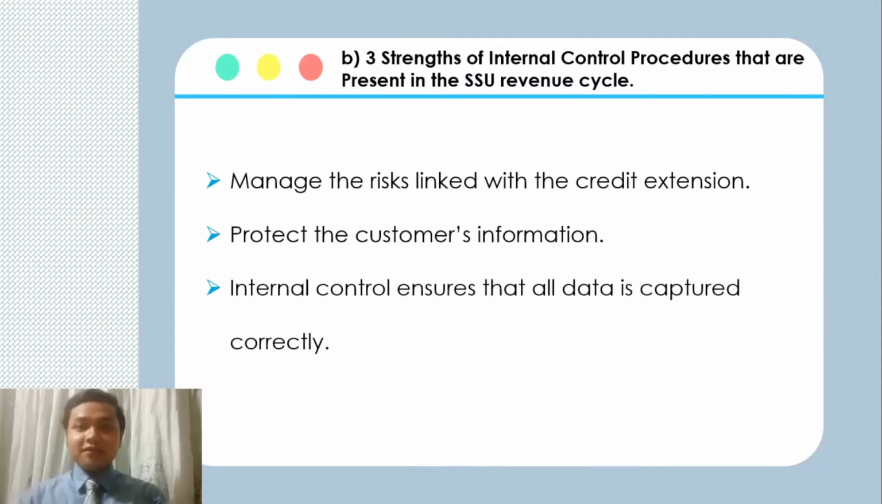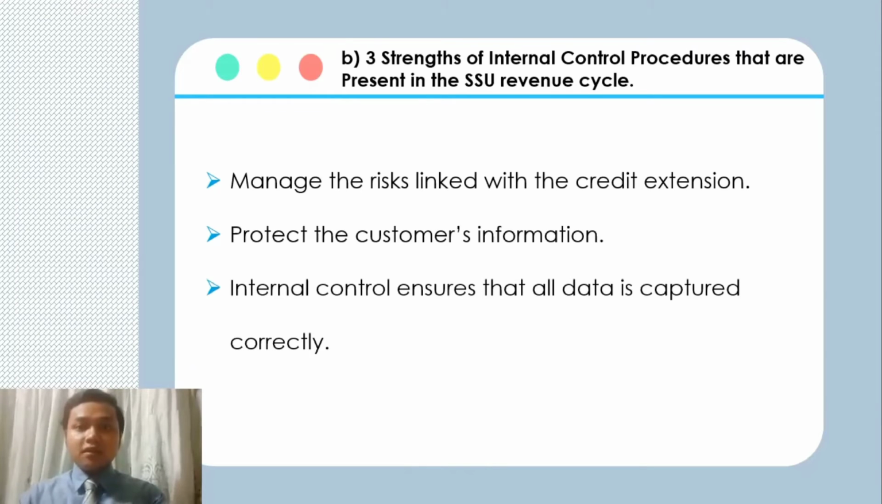The second strength is to protect the customer's information. If fraud or unauthorized access to data happens, good internal control will guarantee that the responsible party or parties are identified. There would be safeguards in place to ensure that no unauthorized parties have access to the records if proper internal controls are in place and functioning properly. In the SSU revenue cycle, only the cash receipt clerk is authorized to receive checks and post them to the cash receipt from his or her terminal.